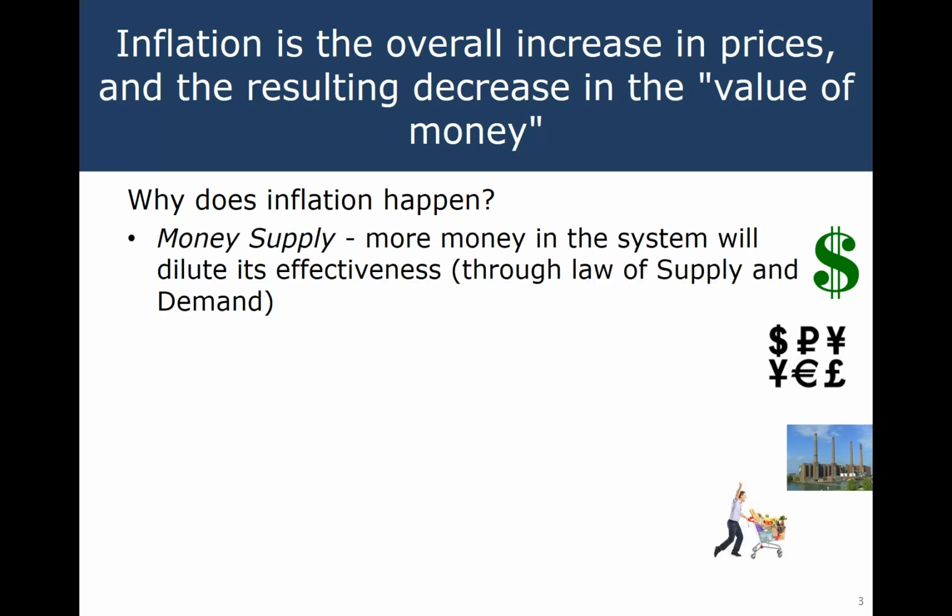First is money supply. More money in the system will dilute its effectiveness through the law of supply and demand. That means if the bank prints more money, of course prices of products will increase, right?